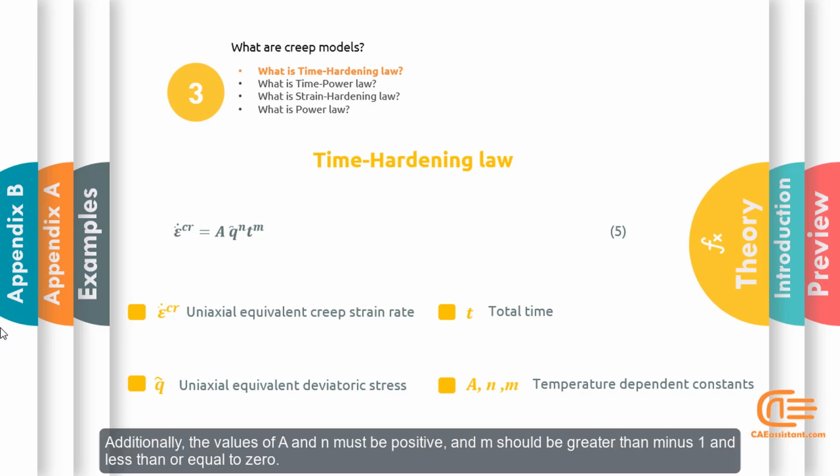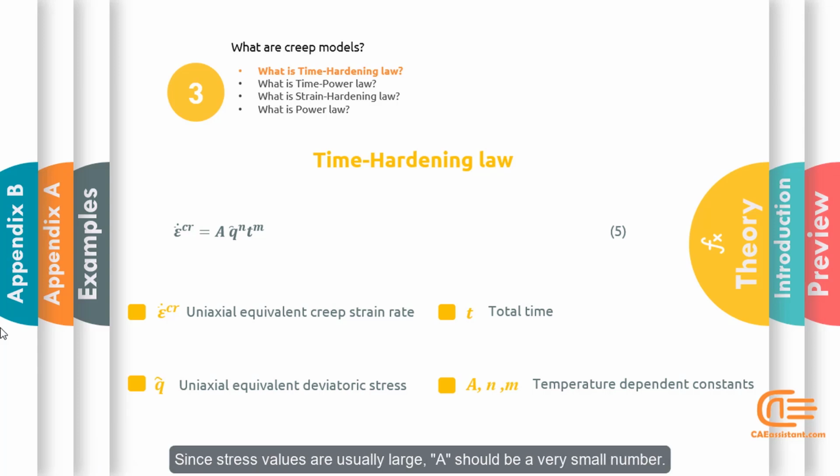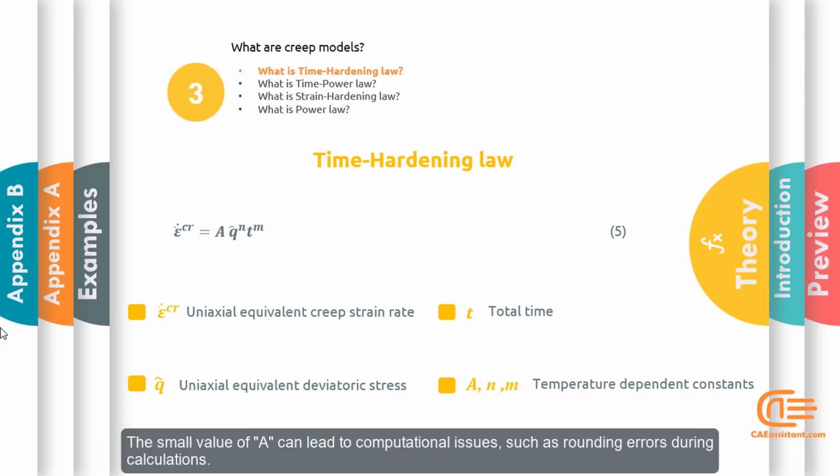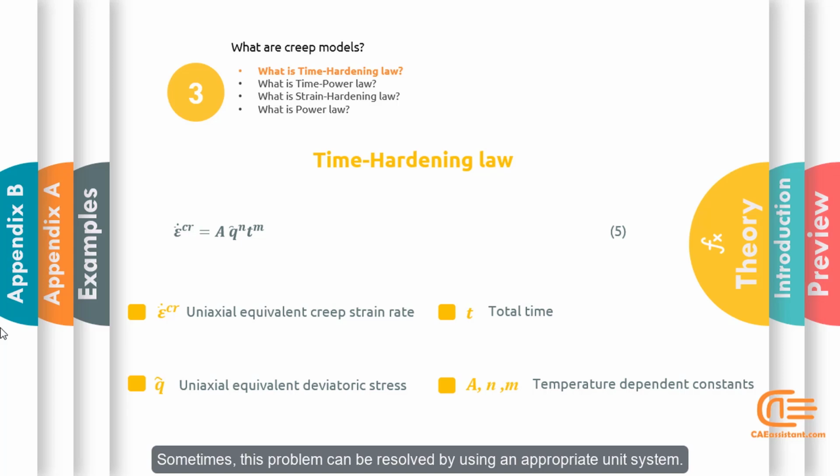Additionally, the values of A and n must be positive, and m should be greater than -1 and less than or equal to 0. Since stress values are usually large, A should be a very small number. The small value of A can lead to computational issues such as rounding errors during calculations. Sometimes this problem can be resolved by using an appropriate unit system. Another approach to tackle this issue is to use another law called the time power law.